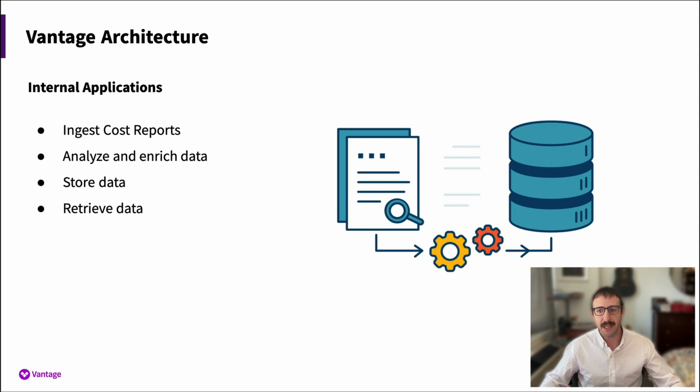At Vantage, there are several different internal applications that each do one thing. We have a piece of the product that ingests cost reports, right? We have another piece that is going to analyze and enrich that data. Then another piece that's going to store the data, another piece that's going to retrieve the data. If you're familiar with application architecture, this is going to be familiar, and you probably know what this looks like for your business as well. It's MVP, it's different microservices all talking to each other. It's kind of standard.